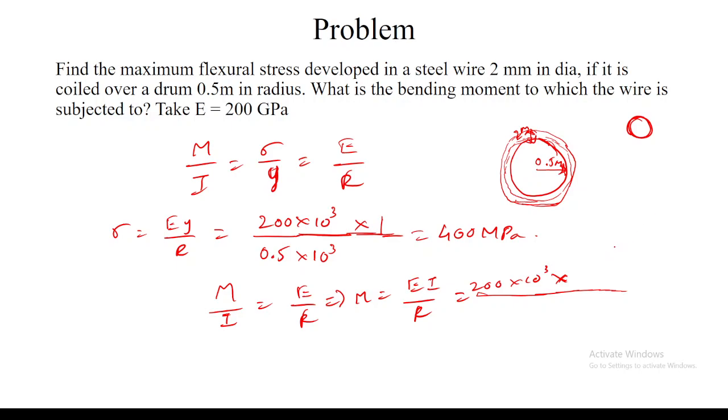Yeah, pi by 64 into d to the power of 4. So pi by 64 into d, which is here 2 mm, 2 to the power of 4, divided by R, which is 0.5 into 10 to the power of 3. And what is the value of M? 314.2 Newton mm. Yes, Newton mm.